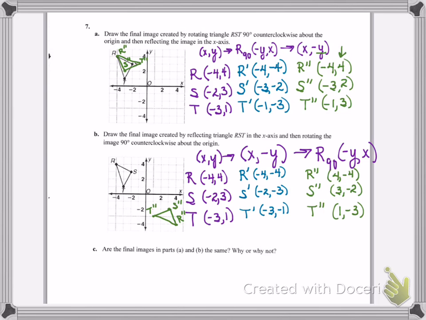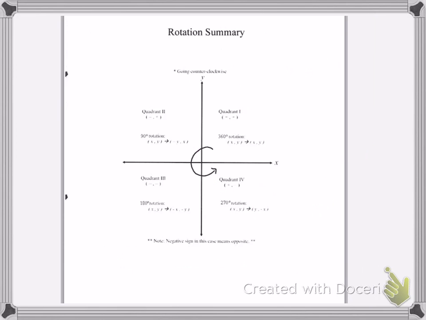For part C, are the final images in parts A and B the same? Yes. They are similar and congruent. This is a really helpful rotation summary page where it's just a reminder of the quadrants, what kind of ordered pairs are in those, remembering that we're talking about counterclockwise and giving the rules for each.